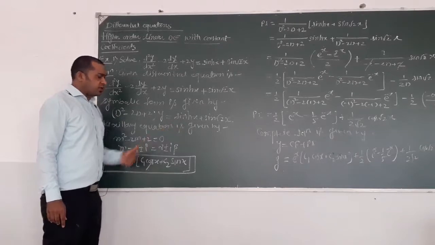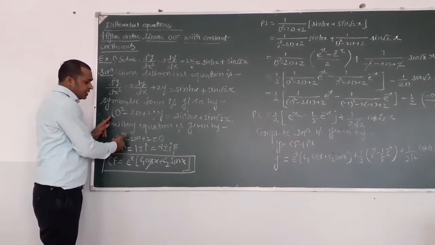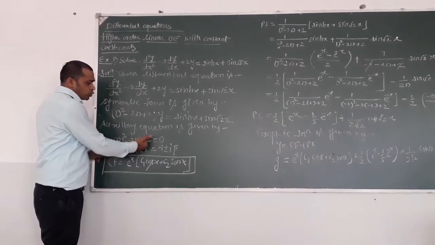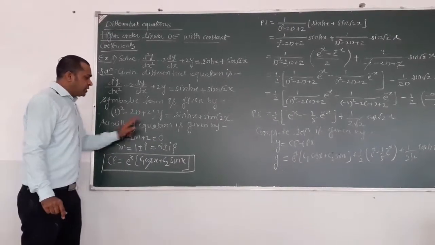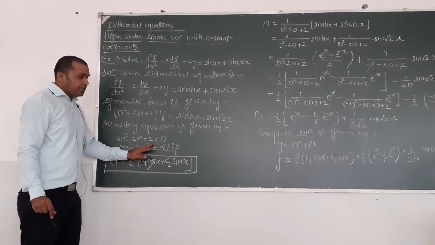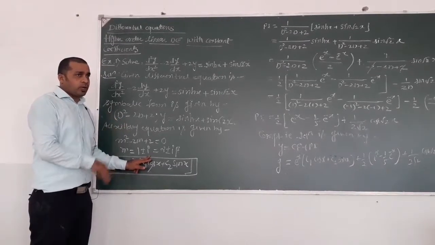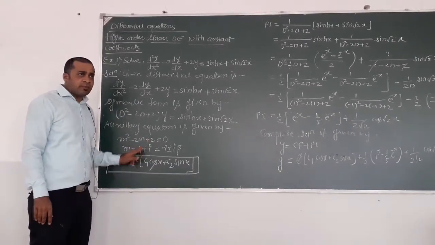Next job, we calculate the auxiliary equation. For the auxiliary equation, in this function of D, I replace the D by m. I get m square minus 2m plus 2 equals to 0. Finding the roots of this quadratic equation, they come out to be 1 plus minus i. Imaginary roots always occur in pairs. One root is 1 plus i, another is 1 minus i.